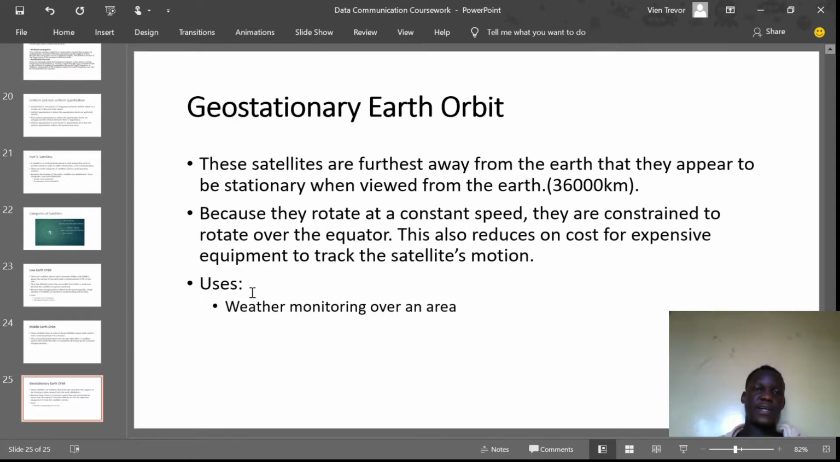Lastly, we have the geostationary Earth orbit. Here the satellites are farthest away from the Earth, and they appear to be stationary when viewed from Earth. That is, they are over 35 or 36,000 kilometers above the Earth's surface. Because they rotate at a constant speed, they are constrained to rotate over the equator. This also reduces the cost of expensive equipment to track the satellite's motion. One of the uses of the geostationary Earth orbit is to monitor the weather over various areas.